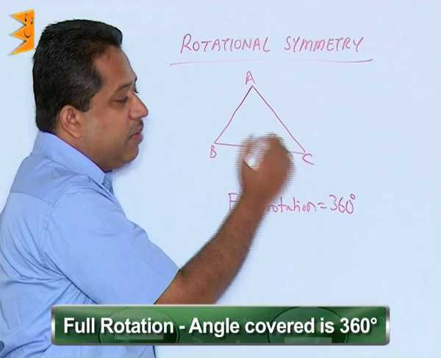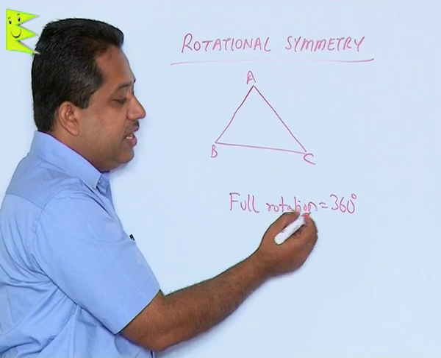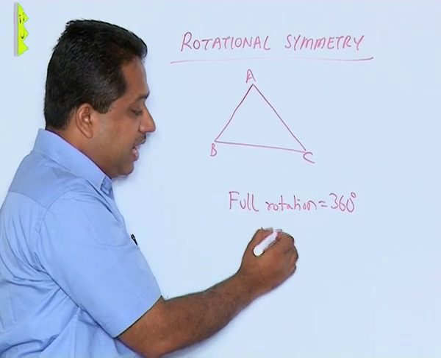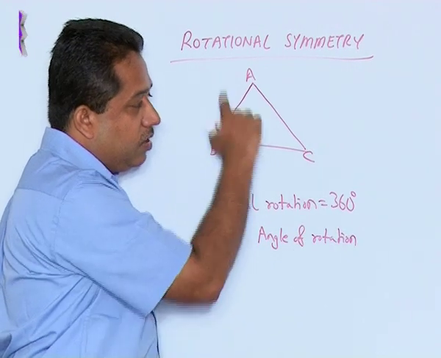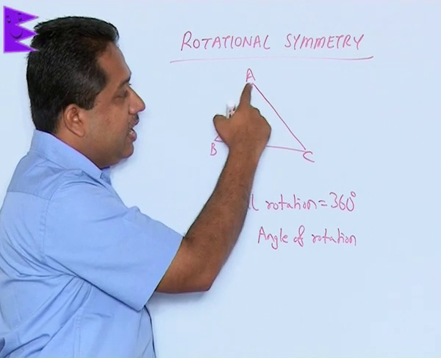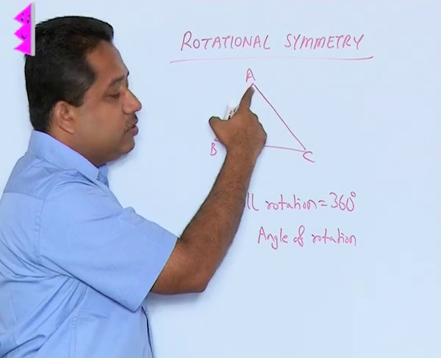So the angle by which a figure rotates is called the angle of rotation. So the angle of rotation is 360 means the figure has completed one full cycle. That means A has rotated and come back to its position.